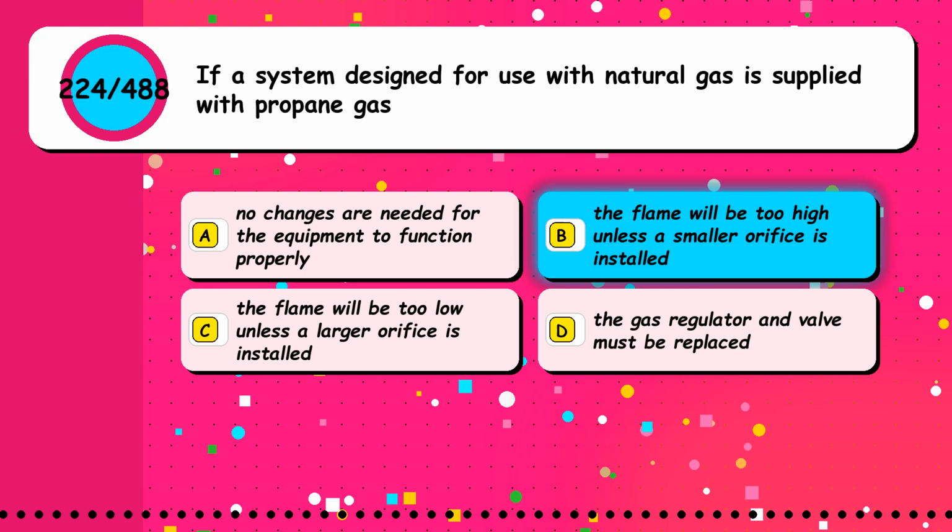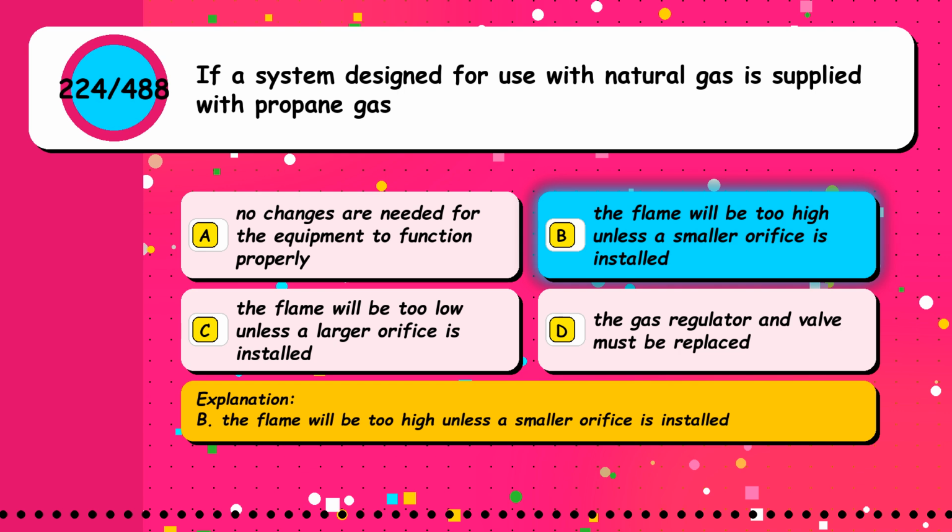The correct answer is option B. The flame will be too high unless a smaller orifice is installed. B. The flame will be too high unless a smaller orifice is installed.